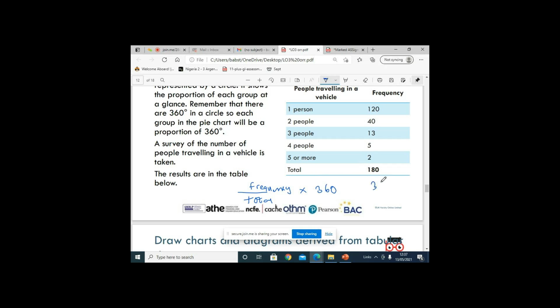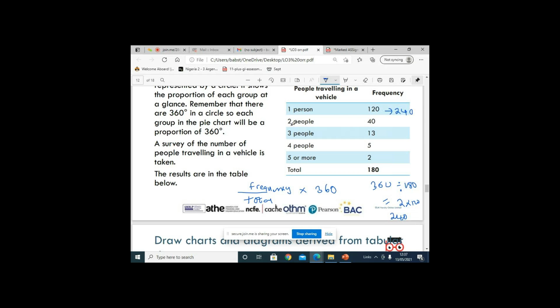The best way for you to do it is this. You divide 360 by 180. What's that? 2. You now multiply 2 by 120. What's that? 240. So 2 times 120 equals 240. So the angle for this one is 240.